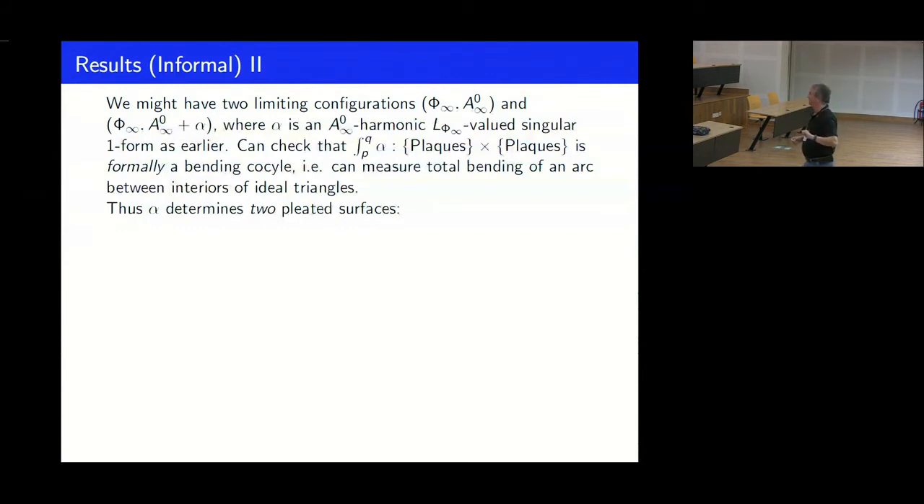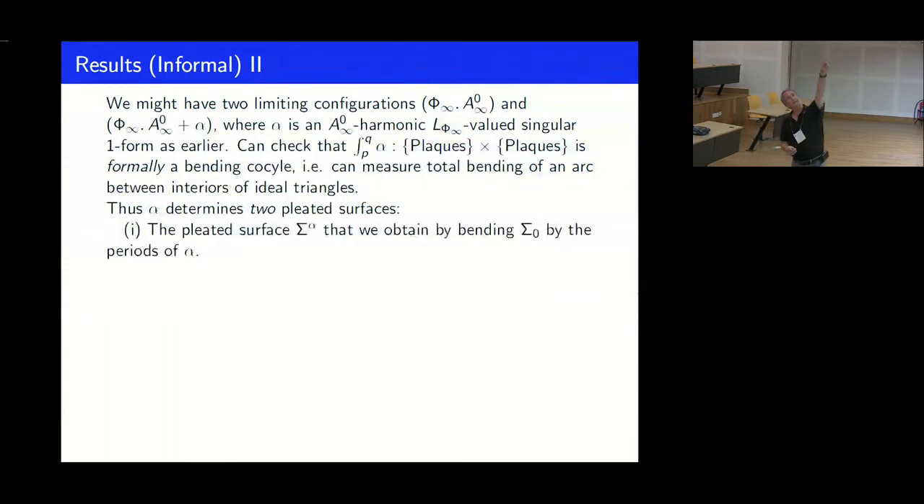Now, what this means, so let's take one jump, is that this form alpha determines two pleated surfaces. What are my two pleated surfaces? There's the pleated surface. If you imagine this phi infinity as being Fuchsian, as determining a Fuchsian representation, so that I'm really mapping to H2 inside H3, and there's no bending at all, then if I change it by an alpha, I can change it by something I can imagine as a bending cocycle, and I can bend it. And so by bending this flat surface, I get a new pleated surface that's bent.